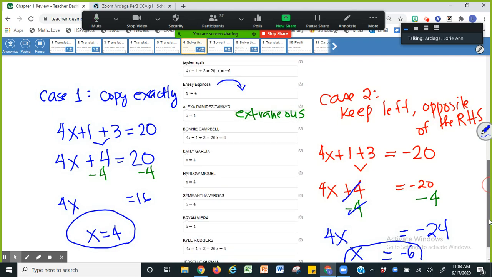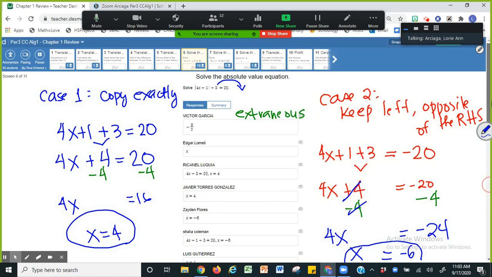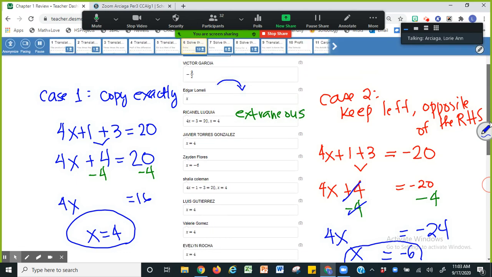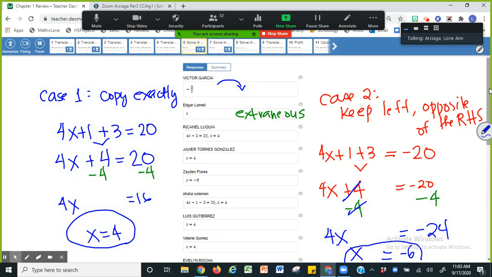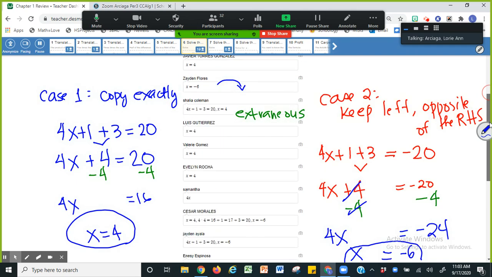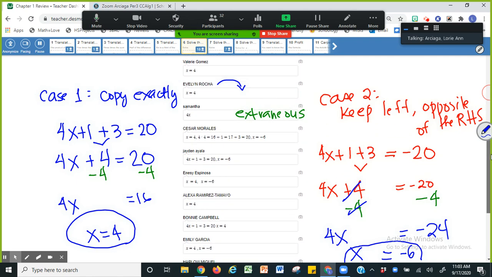All right. Nope. A lot of you stopped with one answer. Nope, nope, nope. Go back, go back, go back. Please write down the answers that we got, both of them. You can separate them with a comma. You can say x equals 4, comma, x equals negative 6. Or it could be x equals 4, comma, negative 6. However you want it. It doesn't matter. The order does not matter.